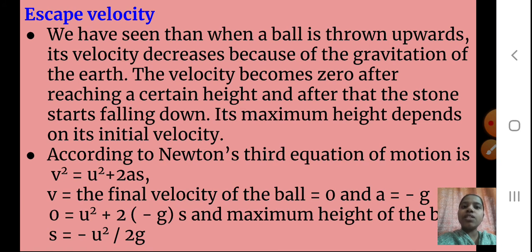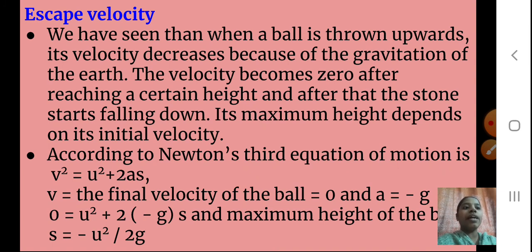Why are we taking minus g? Because we are throwing it vertically upwards, not downward. When it is coming downward, it is in the direction of gravity. When it is going upward, it is in the opposite direction of gravity. So we are taking it as minus. Whenever you are calculating something which is away from the earth's surface, not in the influence of gravity, we are going to take it negative. Okay, so 0 is equal to u square plus 2 into minus g into s.